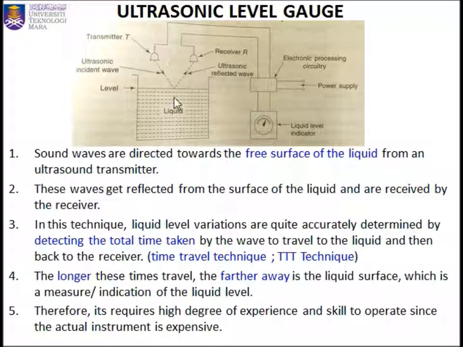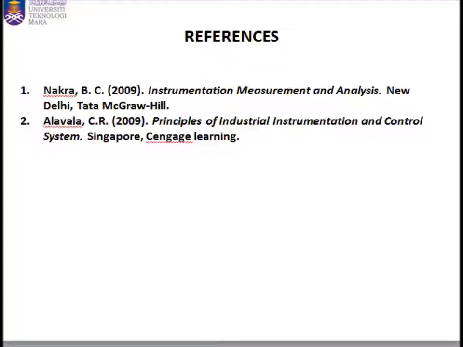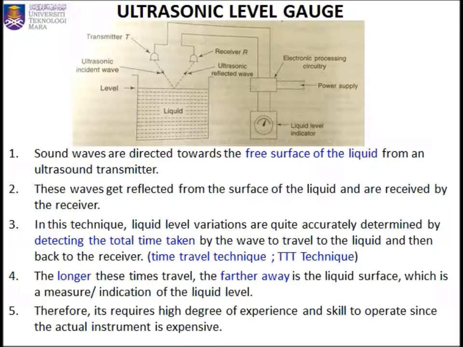Okay, lagi lama wave ni nak sampai ke surface. Okay, maksudnya lagi jauh lah kedudukan level liquid ni. So lagi ke bawah lah. Okay, therefore it requires a high degree of experience and skill to operate, since the actual instrument is very expensive. Okay, so these are the references.